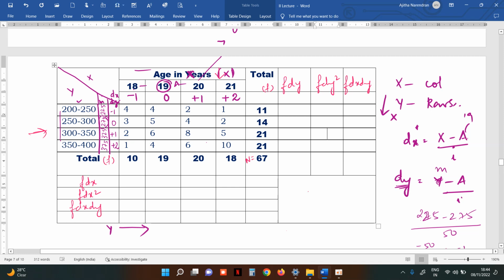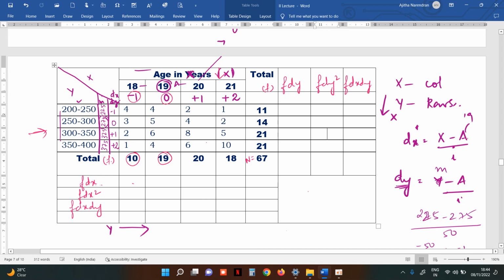Now what you have to do is, this is done. Now you have to find out the dx dy. That we will see later. Before that, let us find out f dx first. F dx means this is f, this is dx. This needs to be multiplied and written here.